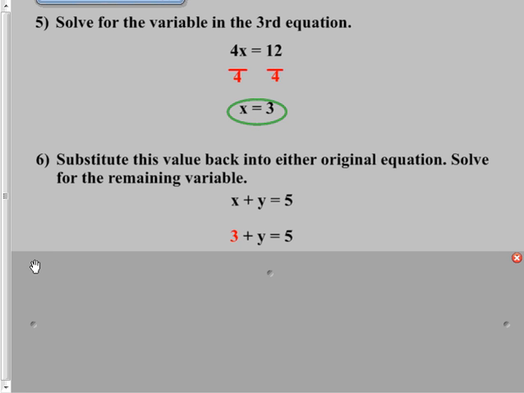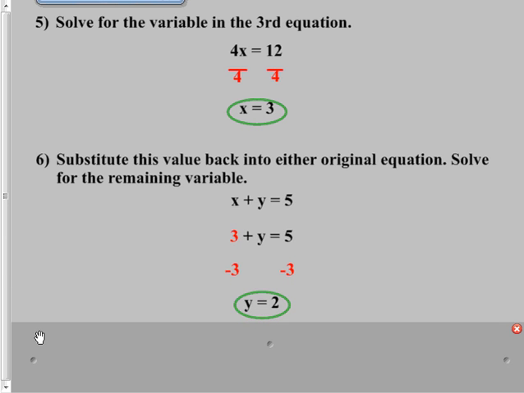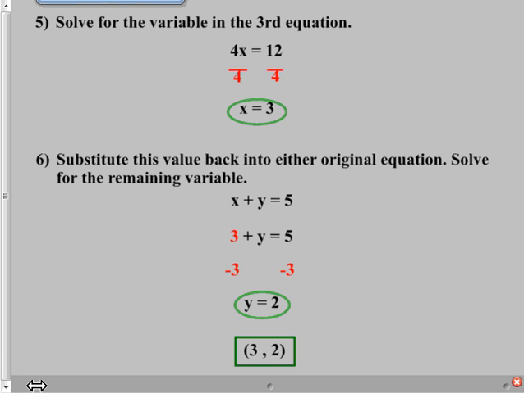Now we have an equation that only has y in it, so we solve for our y. Obviously we need to subtract 3 from both sides to isolate y, and y will equal 5 minus 3, which of course is 2. You now have an abscissa in step 5, you have an ordinate in step 6. When you put them together, you have a solution. Our system will intersect at (3, 2).